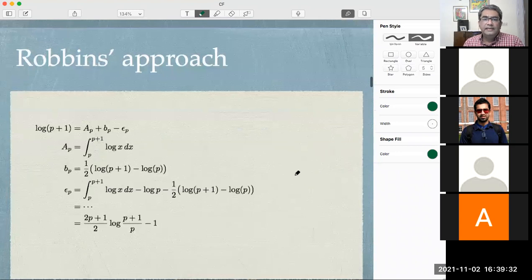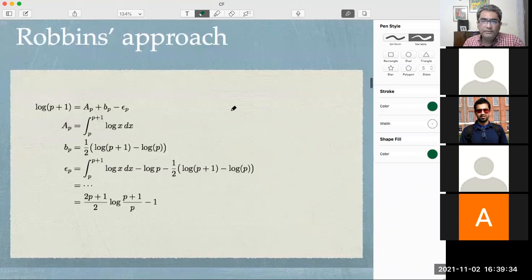Okay, so again, I'm writing it over here. A_p is this integral, B_p is fine. To calculate the sliver, I'll just make the picture again.